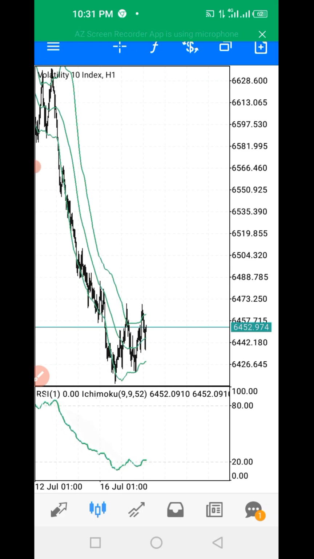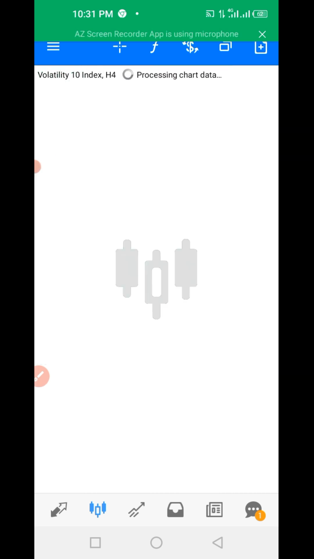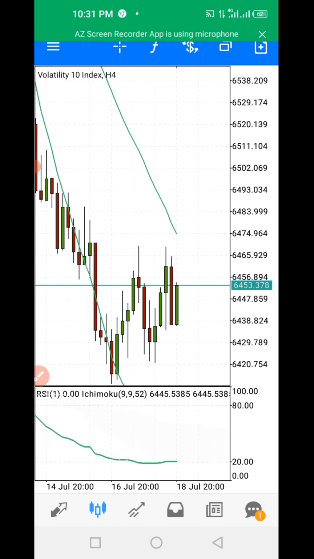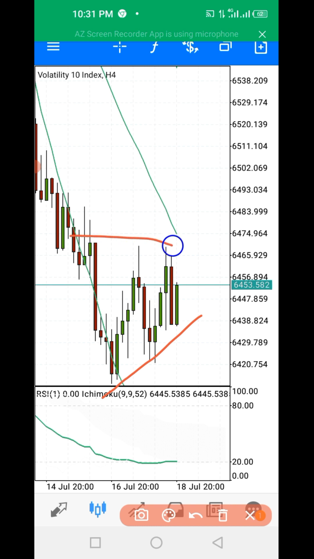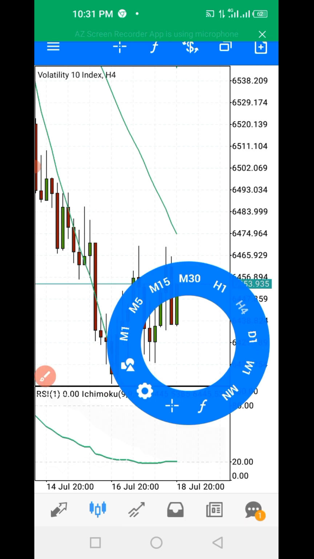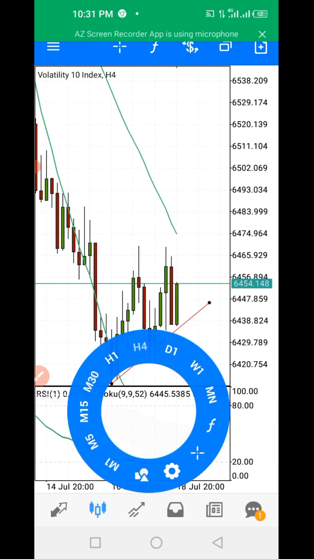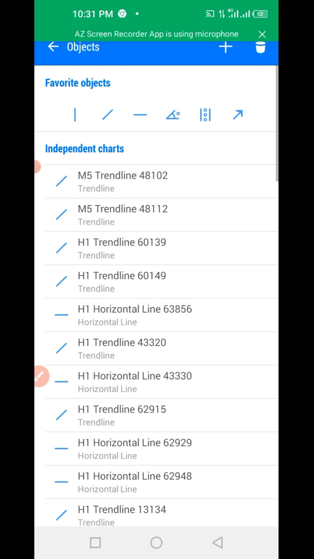Now, if you're analyzing, this is the first thing to do. Go to your 4 hours. Once you go to your 4 hours, first of all, try and spot out your support and resistance. Now, I've spotted out a support level here, and this resistance level is not yet confirmed, but I will also draw something like this. Then I will also draw another line like this.